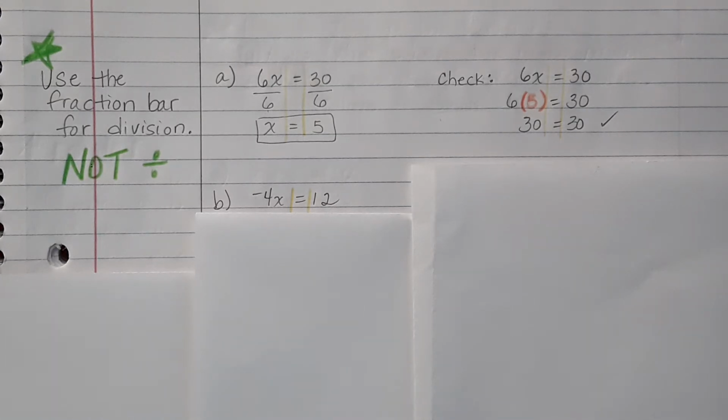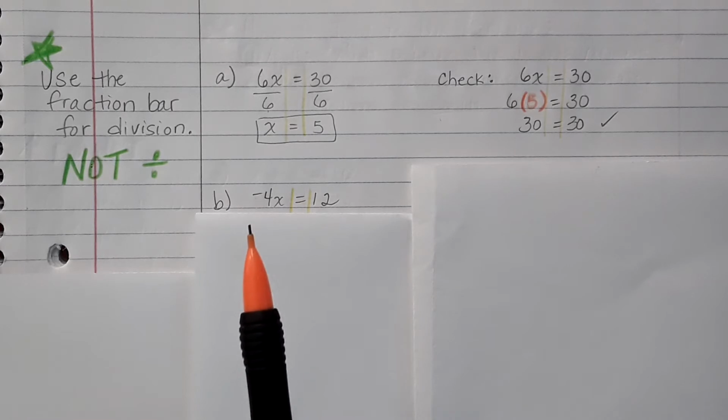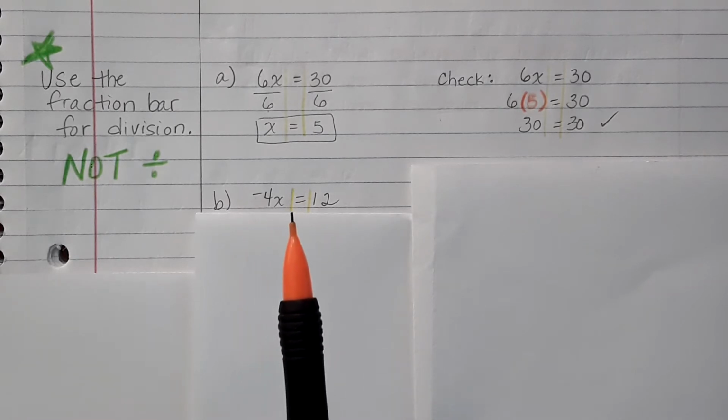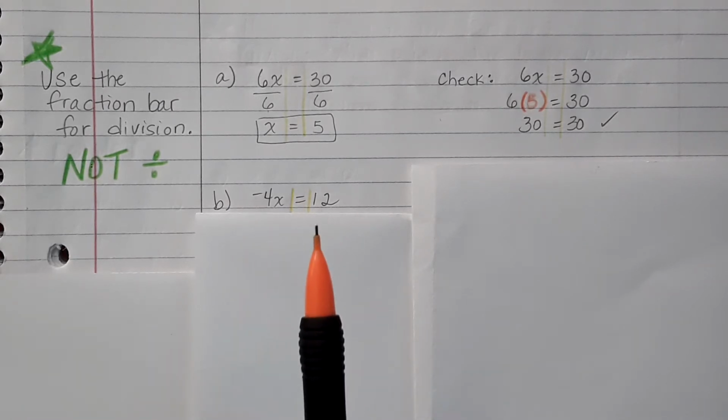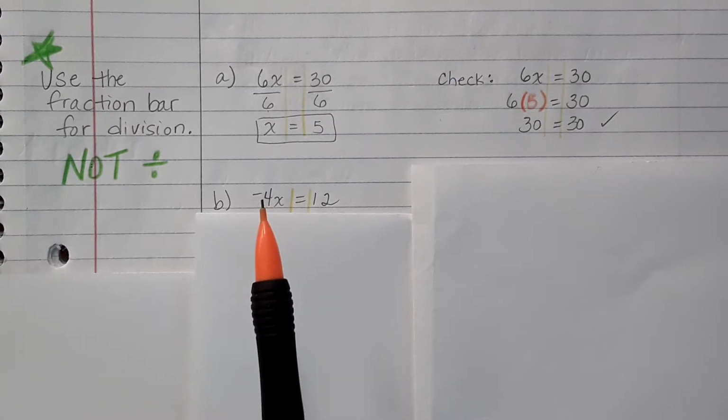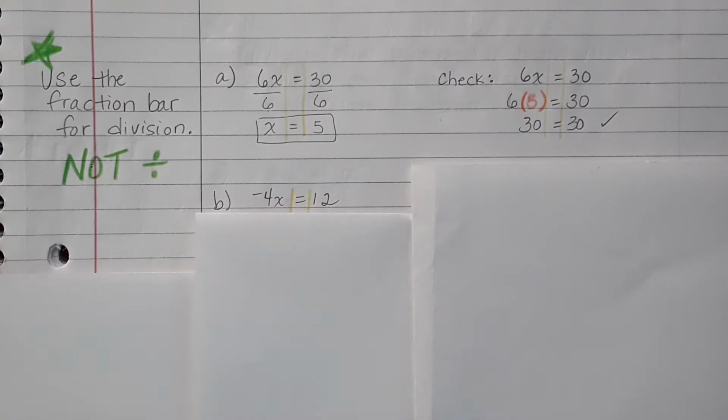Continuing with one-step equations, multiplying and dividing, example B. Remember to ask yourself what's being done to the variable. So we have negative 4x equals 12. What's being done? It's multiplied by negative 4. And what is the inverse operation or opposite operation?